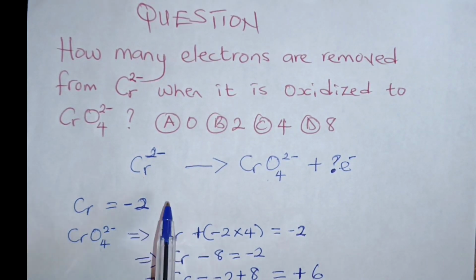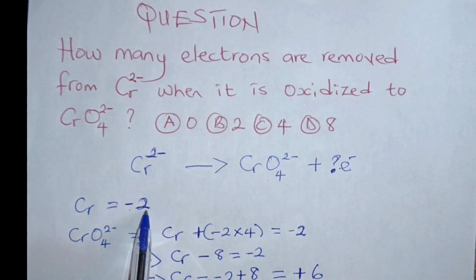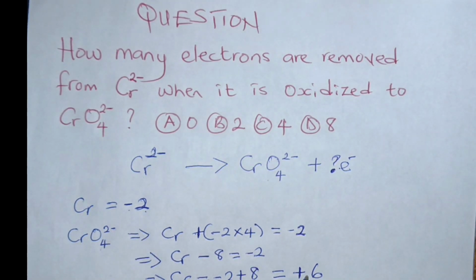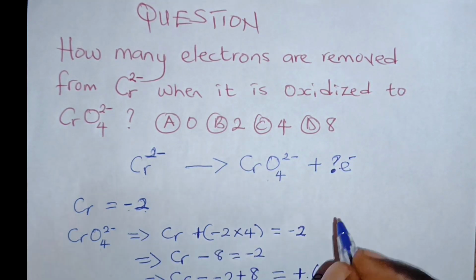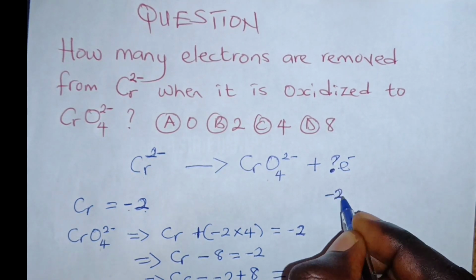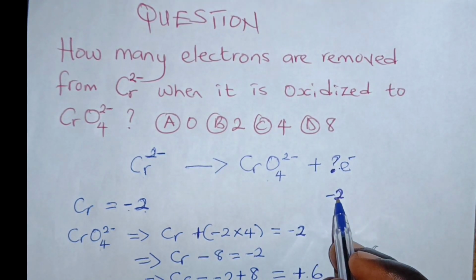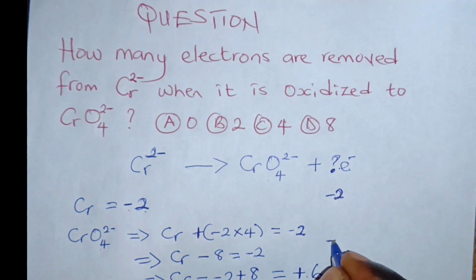So let's fall back to the equation. From -2 to +6, how many electrons were lost? If one electron is lost here, from -2, it will become -1. If you remove one more electron, it will be 0, which means you've removed 2 electrons. Then you remove 1, it will be +1. You remove 2, it will be +2, and so on and so forth. I don't know whether you understand what I'm doing. So let's say you have a substance that has -2 charge. It means there are 2 extra electrons here. And now it is becoming +6.